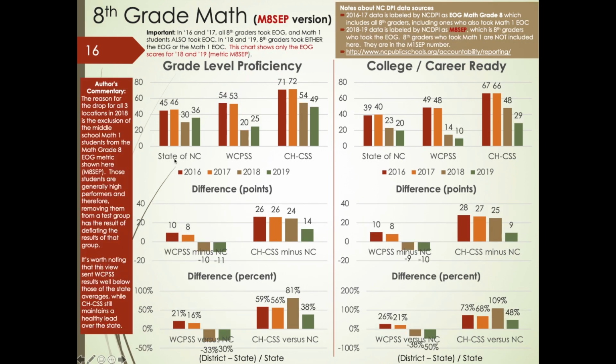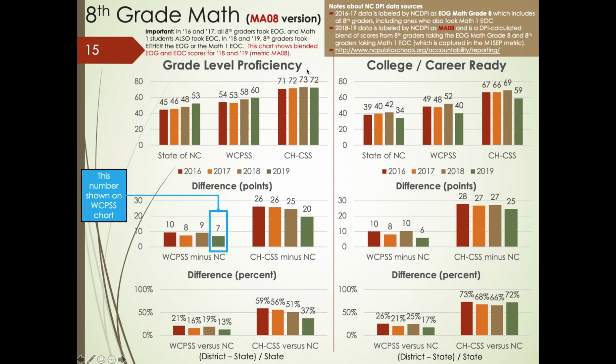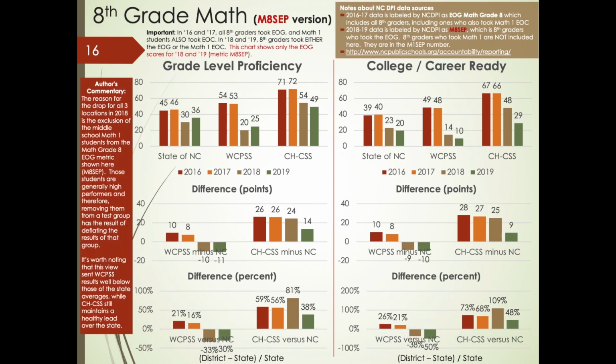Now, there is another spin of the 8th grade number. They also introduced in 2018 a new number called M8 SEP, and that's the 8th graders who took the EOG only. It's breaking them out of that prior number. So instead of the MA08 number, which contains a blend of EOG takers and EOC takers in 8th grade, this one is just showing the EOG takers.